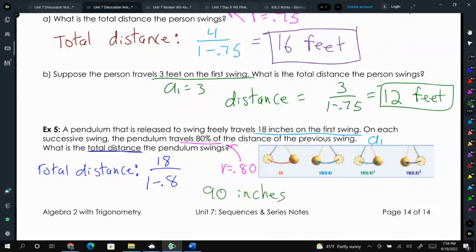So that is it for sums of infinite geometric series. That formula is something that you're going to have to know how to use. I'll give you the formula, but you need your R value and you need your a sub 1 in order to calculate this.